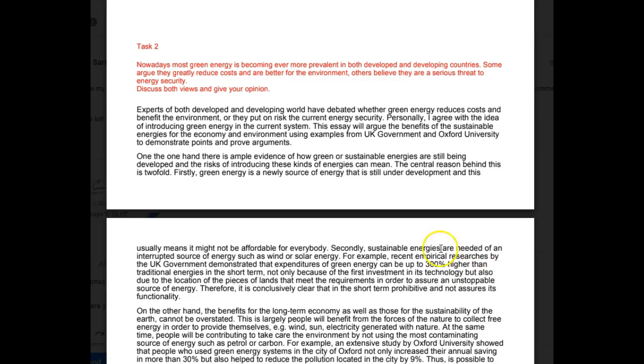I don't know how to fix this. I think I know what you're trying to say, but I can't fix it. Let me think. "Secondly, sustainable energies are needed of an..." No. I can't fix it.